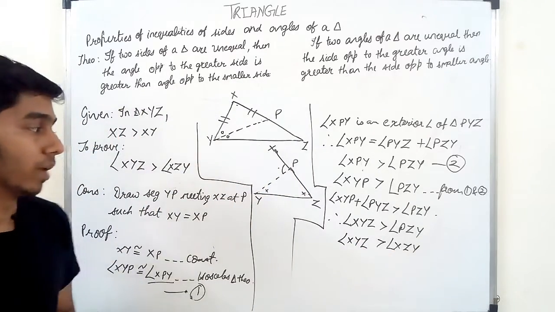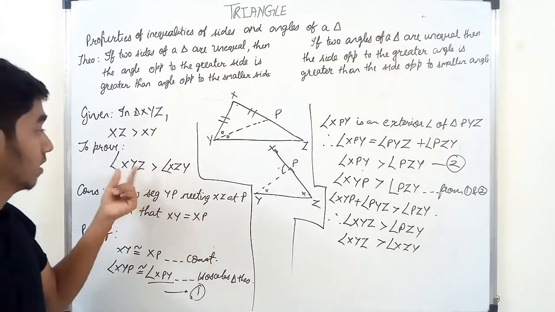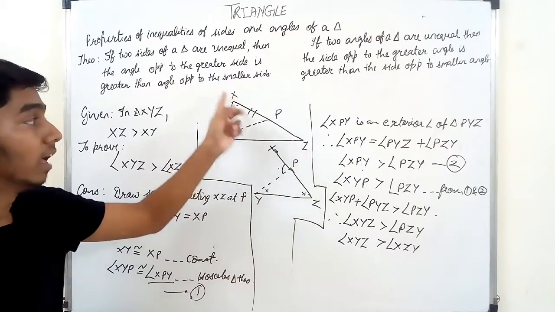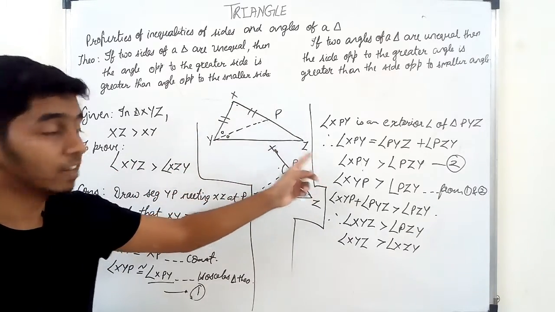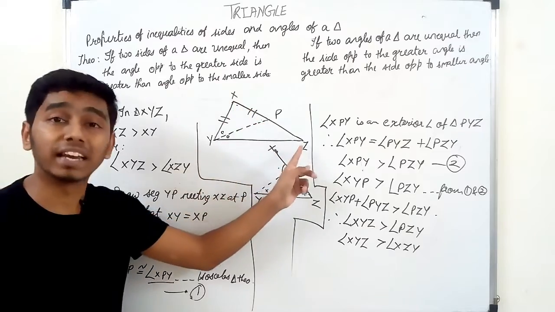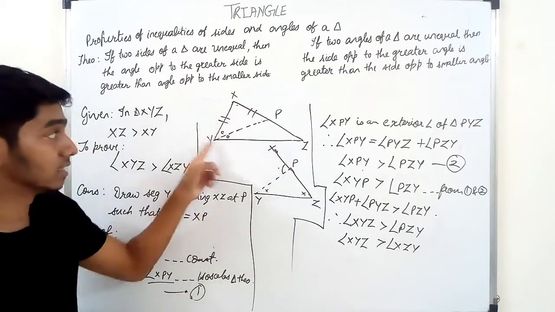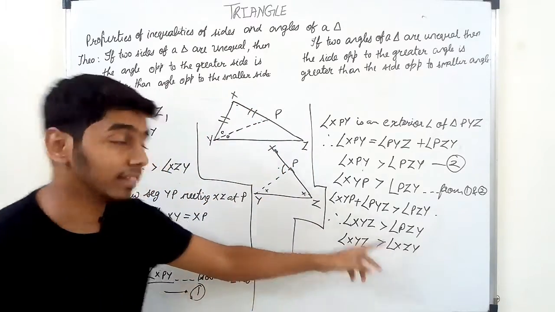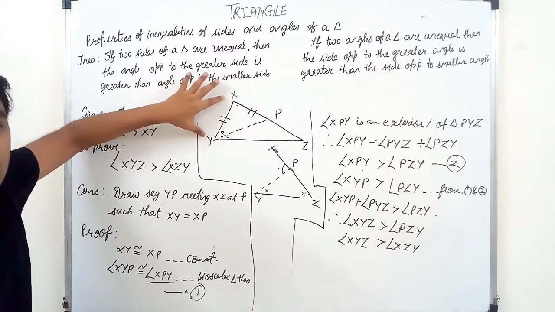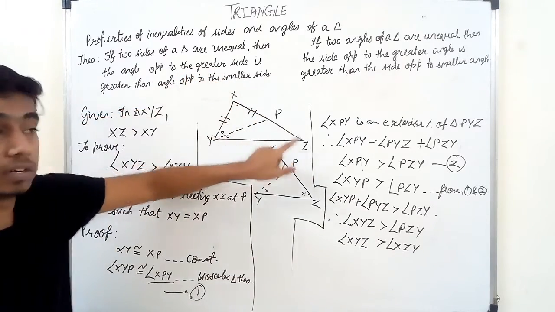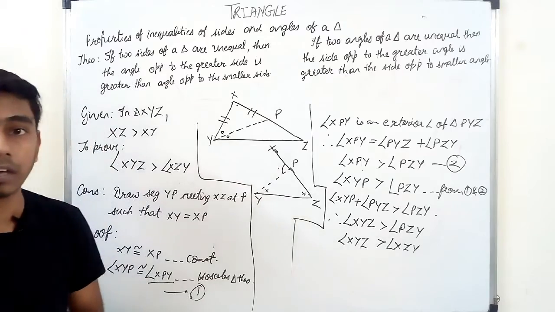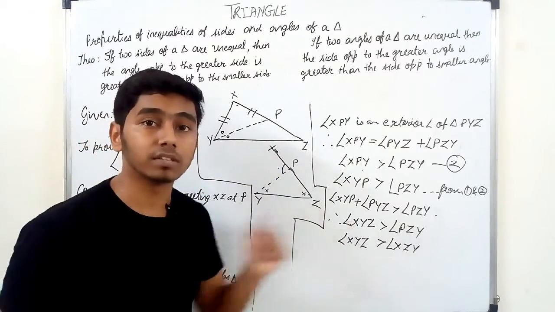Hence we have proved that, this is the greater side, so the angle opposite to the greater side, which is XYZ, is greater than the angle opposite to the smaller side. I hope you have understood this theorem.